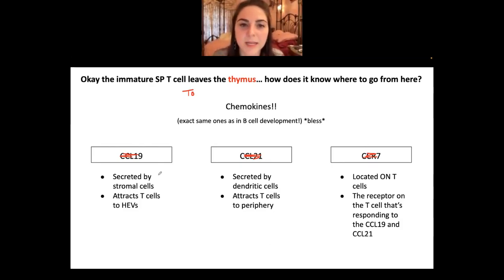But just keep in mind, now we want cells that are going to draw it to the secondary lymphoid tissue. So we have things that attract T cells to the high endothelial venules. We have dendritic cells, which are antigen presenting cells, secreting things to attract T cells to where they are. And this is a receptor on the T cell. You don't have to know it, but there are these chemokines telling the immature T cell that just left the thymus where to go.